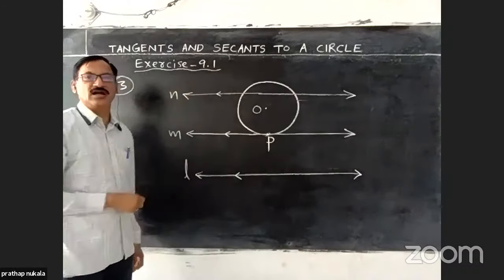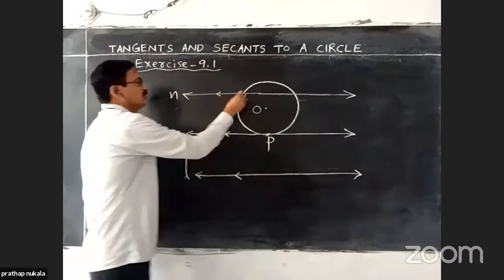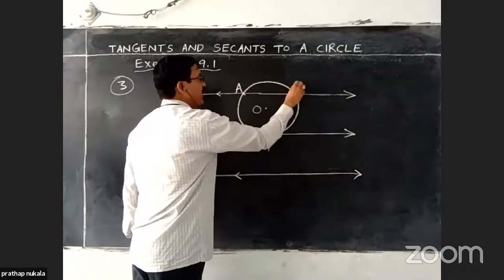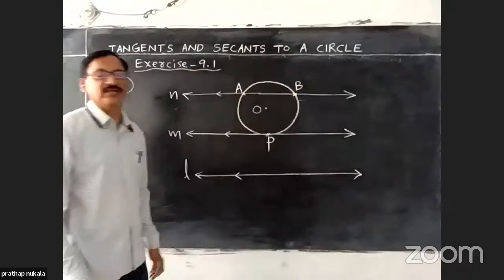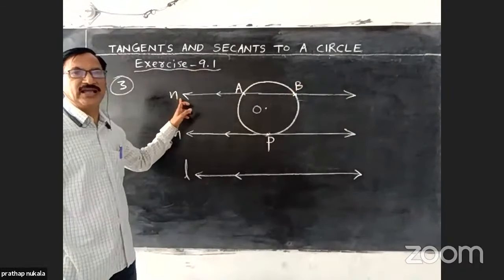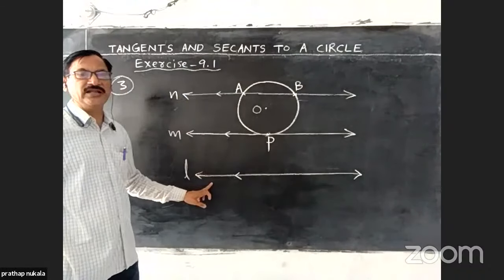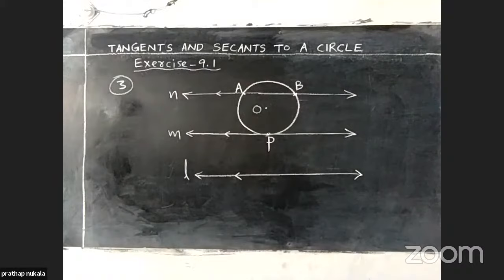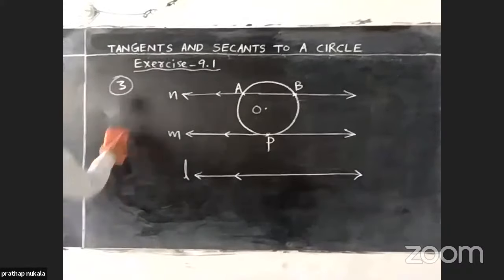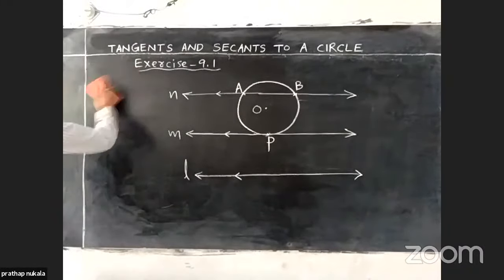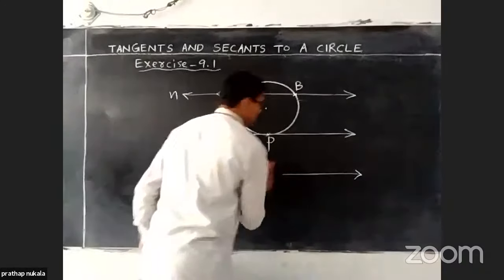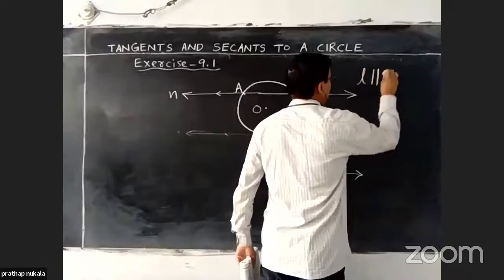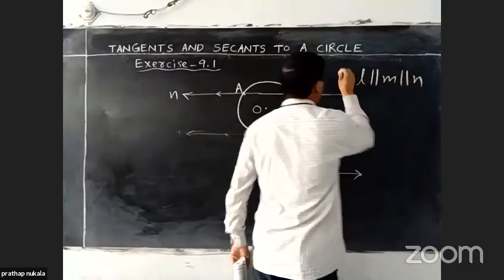Why is N called a secant? Since this line intersects the given circle at two distinct points, call them A and B. That's why N is a secant and parallel to the given line L. This is the solution. Here L is parallel to M, which is parallel to N.